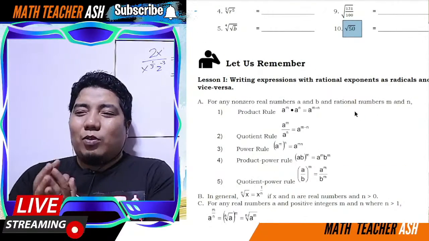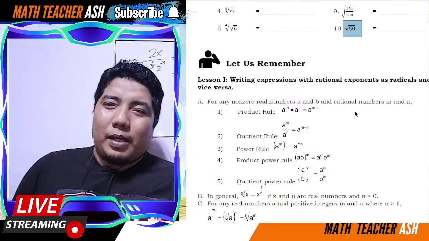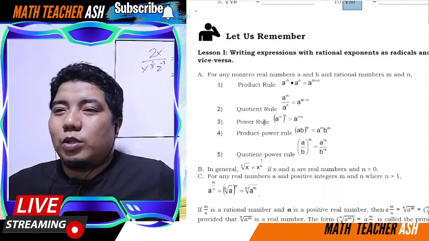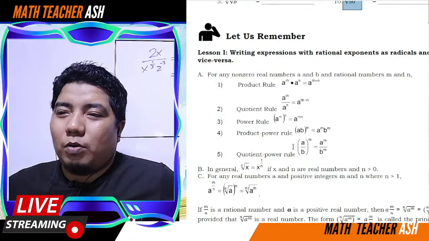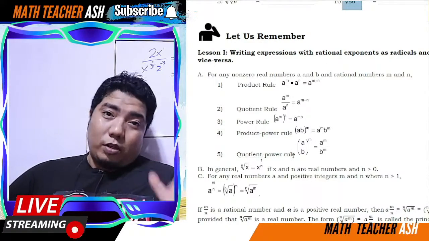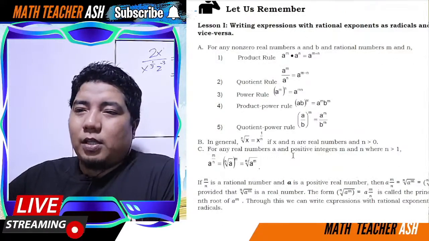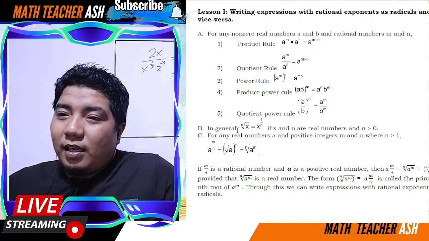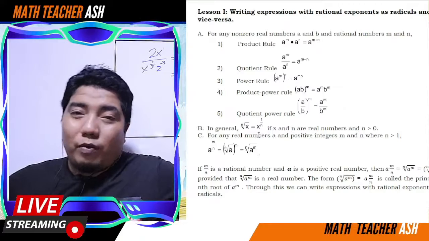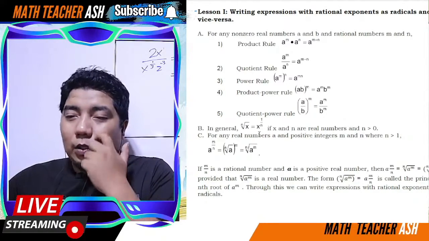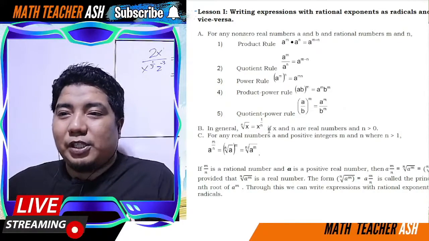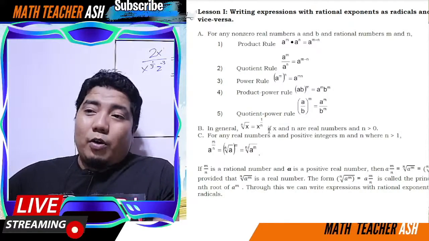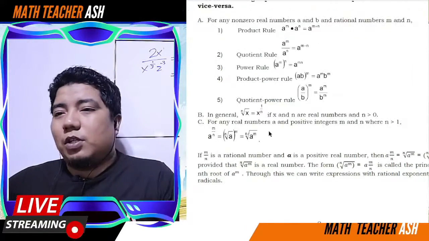Okay, at nandito na nga tayo sa let us remember, my dear math learners. Okay, so we have here the product rule, the quotient rule, the power rule, the product to power rule, the quotient to power rule, which has already been discussed last week, my dear math learners. We also have in general, how to convert the radicals into a rational exponent and vice versa, where n is not equal to 0, or your index is not equal to 0.